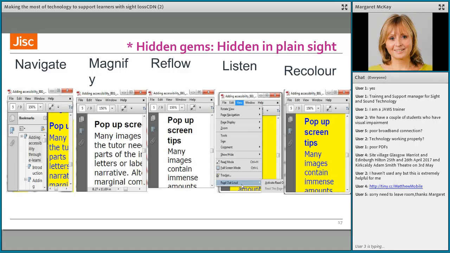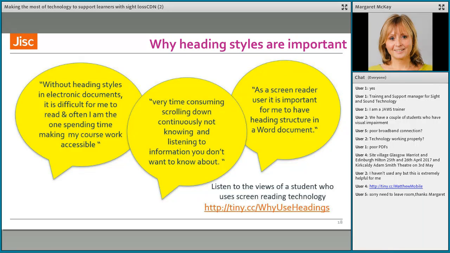But creating accessible documents is a really important pivotal point in all of this, and this is just an example of why. Here's a student who was a JAWS screen reader user. She talked about how important it was to have heading styles in her Word documents and in the PDFs that she accessed, because if not, she couldn't access them. And I think that is such an important point.